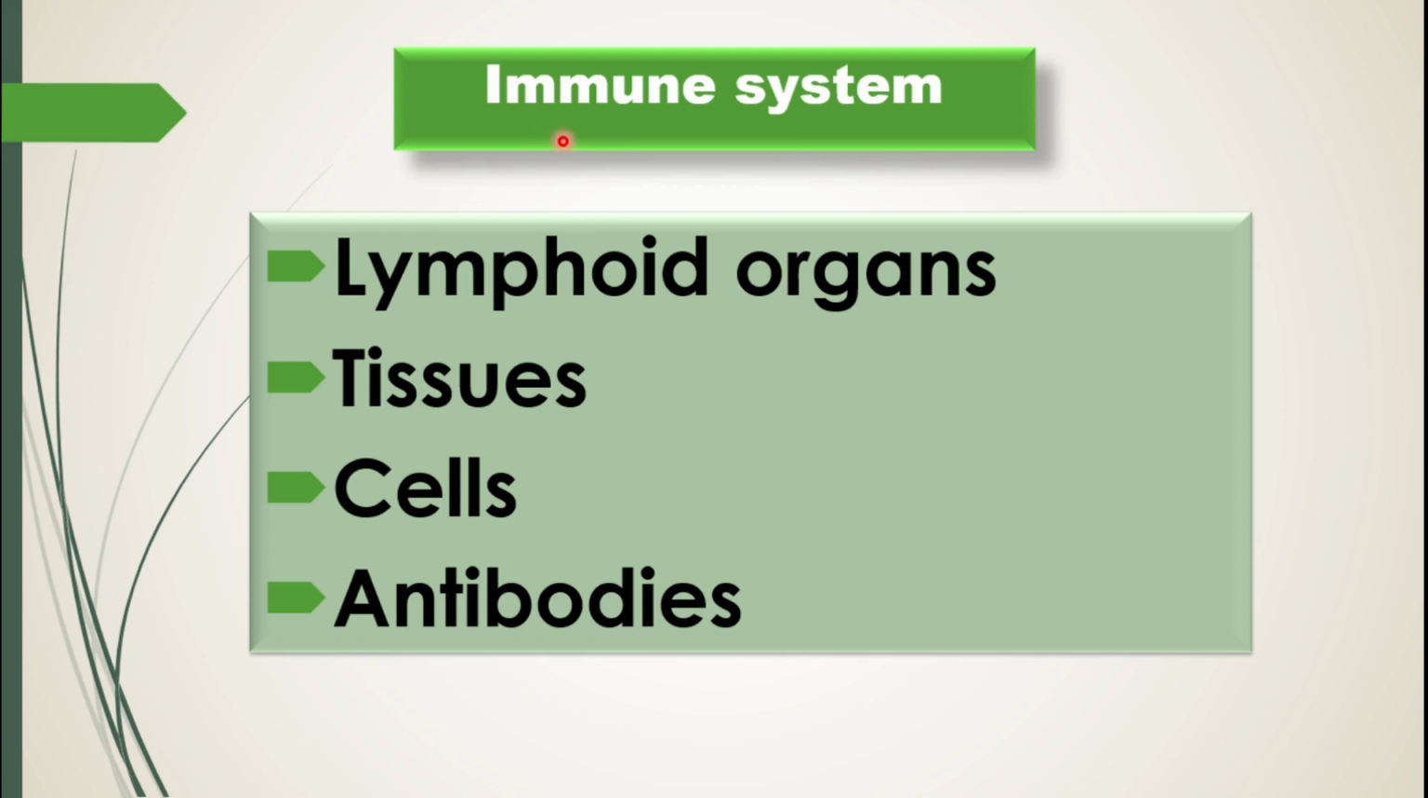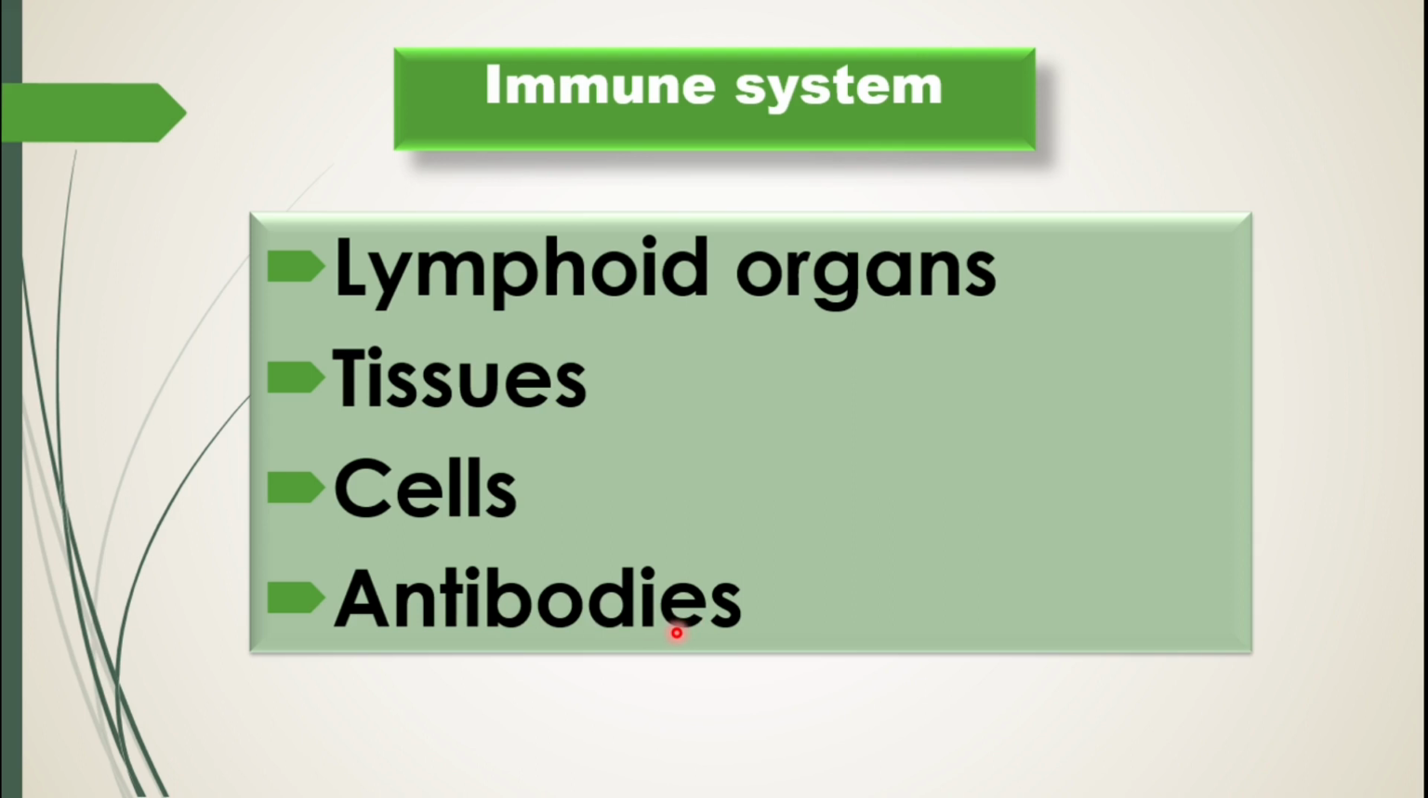Let us now study about the immune system. We had earlier discussed that just like other systems in our body, we also have an immune system. The immune system comprises lymphoid organs, tissues, cells, and antibodies. We learn more about lymphoid organs. Tissues, I am sure you remember that the connective tissues have macrophages, which play a very important role in our immune system. Cells, the T cells and the B cells play a very important role, as well as the antibodies.